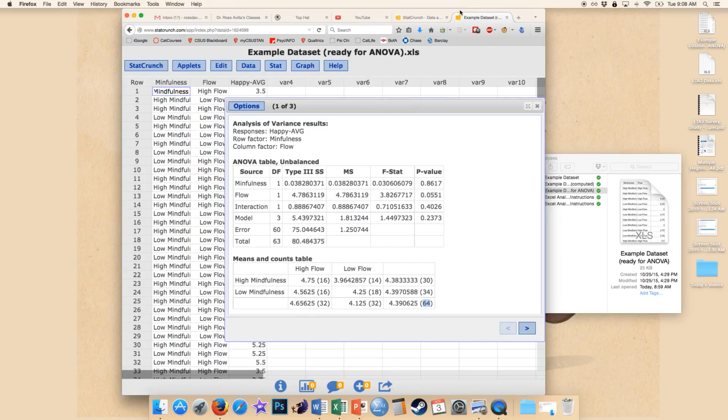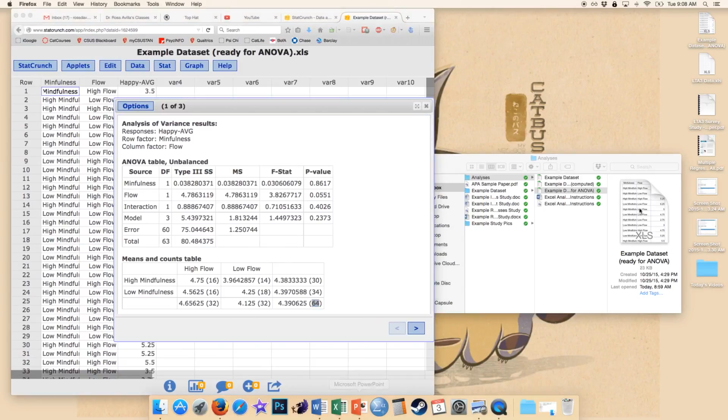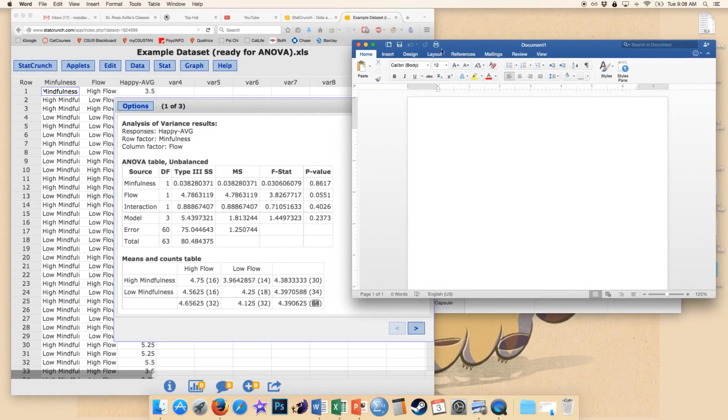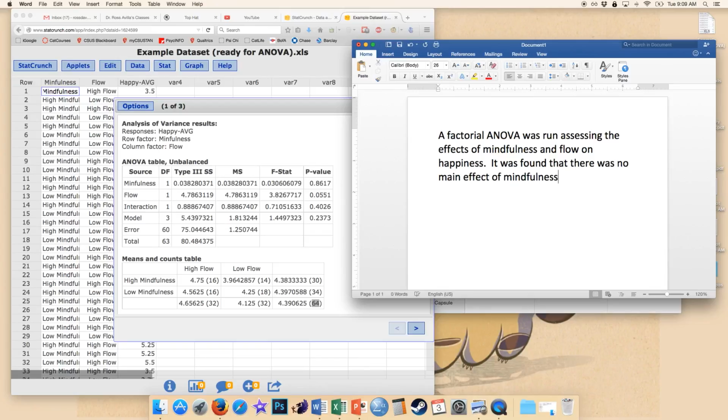So if we were going to write this up, let me put this over here and open up a little Word document. You would want to first talk about your main effects. So you would say, for example, a Factorial ANOVA was run assessing the effects of mindfulness and flow on happiness. It was found that there was no main effect of mindfulness on happiness. In that one, you don't need to put any statistics because basically there was no effect found.